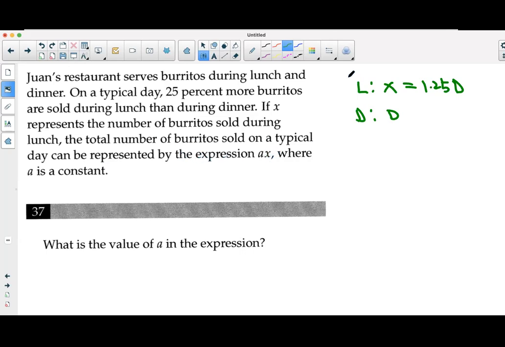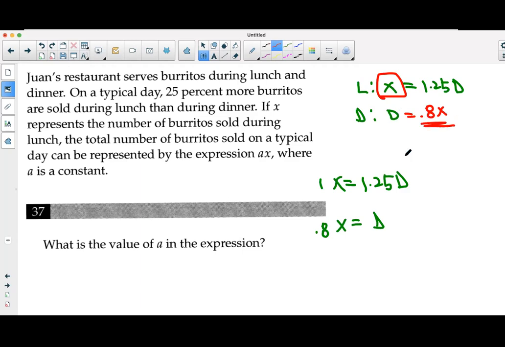What is A? So basically, let me convert D in terms of X. X equals 1.25 D. What is D then equal to? I have to divide by 1.25, so I'm looking at 1 divided by 1.25. I get 0.8. So in other words, if lunch is X, dinner is 0.8X. You want me to combine both of them together? So we get 1.8X. What's A? A is 1.8.